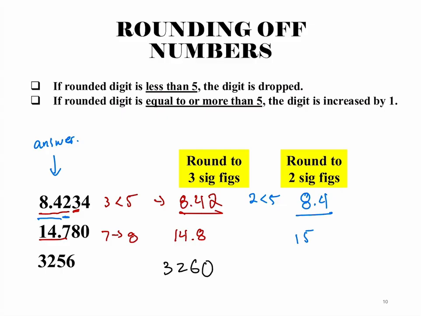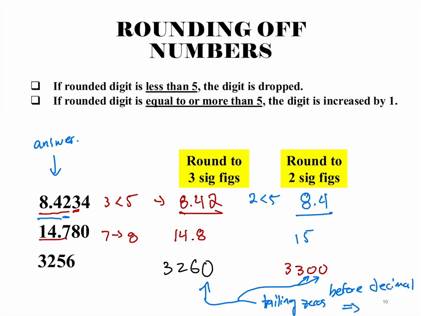Okay, and what about to 2 sig figs? Yep, 3,300. Right, and both of these zeros, they don't add to the number of sig figs. Why do all three of these zeros here not add to sig figs? Yep, they're trailing zeros before the decimal place, right? Trailing zeros before the decimal means not a significant figure.